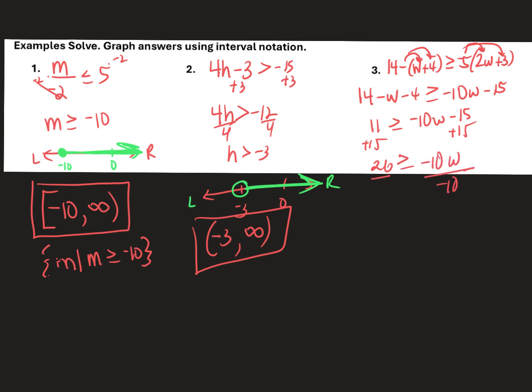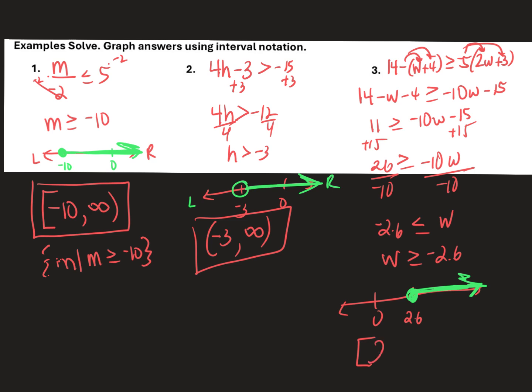Divide by -10. -2.6 is less than or equal to w. Oops, I put an m. W is greater than or equal to -2.6. On number line, here's 0. I'm just going to put -2.6. And it will be a solid circle and shade to the right. And I'm sorry, all of those examples were greater than or equal to. From -2.6 with a bracket to positive infinity.